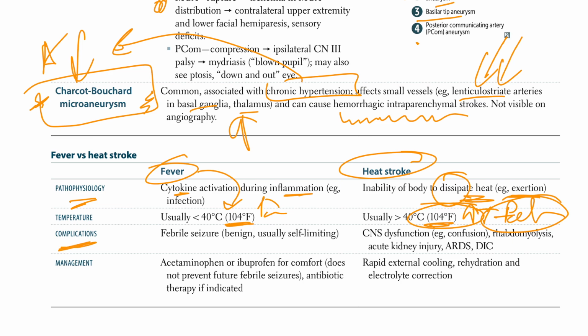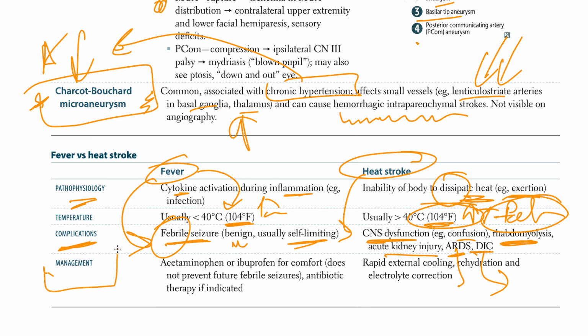Well, the complication is going to be febrile seizure. They are going to go into seizure, which is known as febrile seizures, which is benign, self-limiting. With a heat stroke, it's a CNS dysfunction, for example, confusion. The muscles will break down, leading to rhabdomyolysis. And that rhabdomyolysis can cause acute kidney injury, ARDS, and DIC will start happening. Acute respiratory distress syndrome, disseminated intravascular coagulation, okay, DIC.